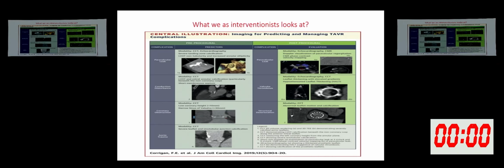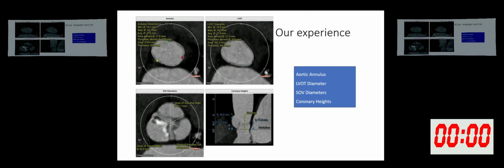So what things are necessary? Paravalvular leak and conduction disturbances, coronary obstruction, aortic trauma: all of these have predictors, such as LVOT calcium, low coronary height less than 10 millimeter, and narrow sinus of Valsalva. And post-procedurally, these are all we have to see: paravalvular leak, valve thrombosis, and structural deterioration. So from our experience, I'll show 2-3 cases. We need aortic annulus, LVOT diameter, coronary height, RCA and LCA height, everything.